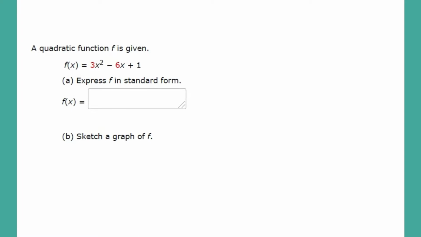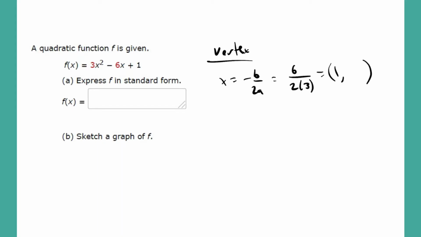A quadratic is given expressed in standard form. So same thing, let's go ahead and find our vertex first, which is negative b over 2a, which would be positive 6 over 2 times 3, which is 1. If we plug 1 back into the function, we're going to get 3 minus 6 plus 1, which is negative 2.